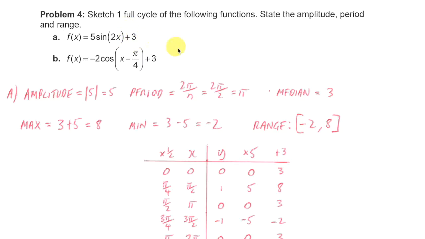So we're taking the whole graph, lifting it up by 3 units. Usually for a standard sine graph, the median will be at y equaling 0, but now the median will be at 3. So the median is 3. Our max will be 3 plus the amplitude, so the highest value we'll obtain is an 8. And the minimum will be 3 minus the amplitude, so negative 2. So straight away we know that our range will be from negative 2 to 8.